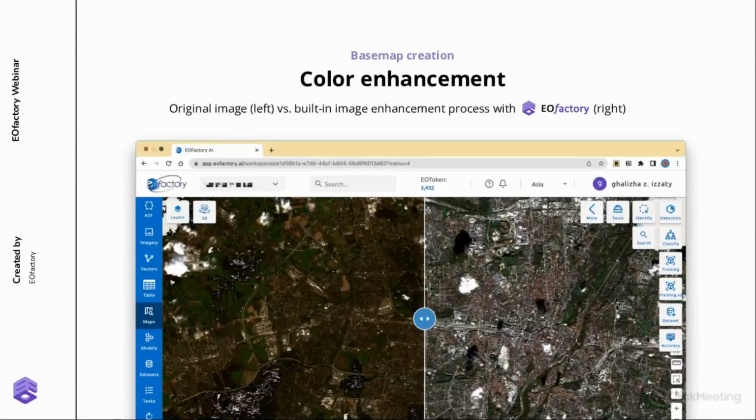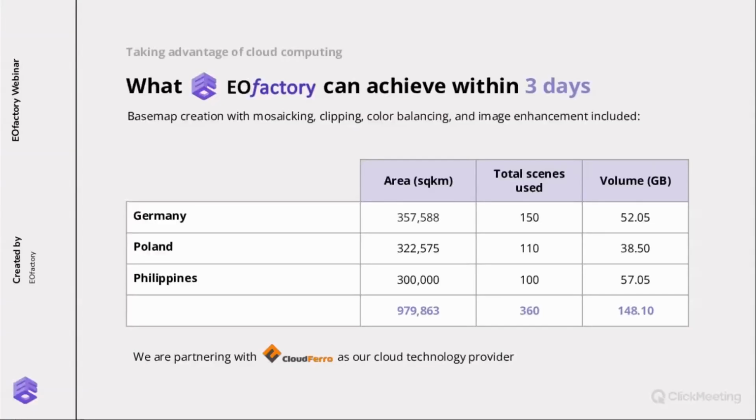Then maybe the other question you should be asking is, how long is that going to take, or how many resources should I spend doing that? We actually took some calculations on that. Within 3 days, we created a countrywide base map of Germany, Poland, and the Philippines. The area of those three countries sums up to almost 1 million square kilometers, with over 360 scenes used. We are using a Sentinel-2 base map, and the volume sums up to 148 gigabytes. So this is something we can achieve in 3 days.